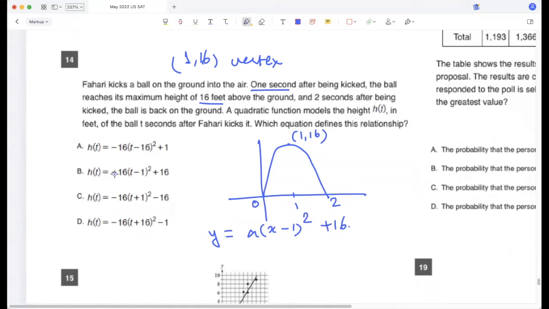So that means if you look at these values, the only option that works is option B. And let's just verify that. If I put 0 comma 0 in this equation, I'll get 0 is a times 1 plus 16. So a is negative 16, which is right. So B.